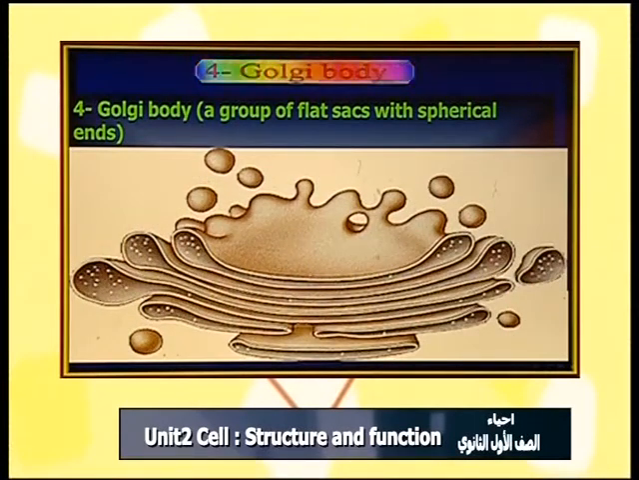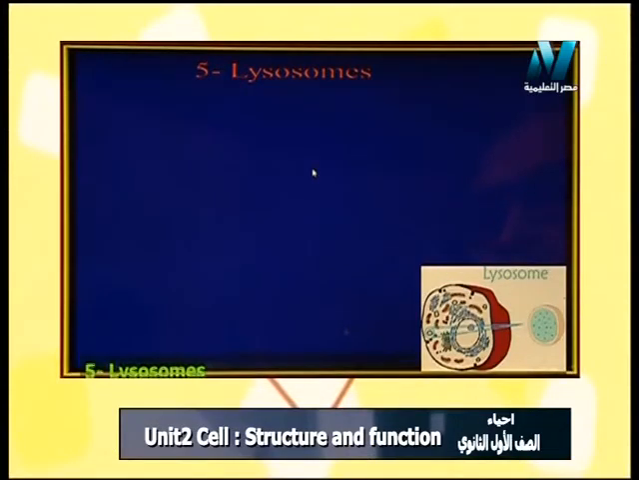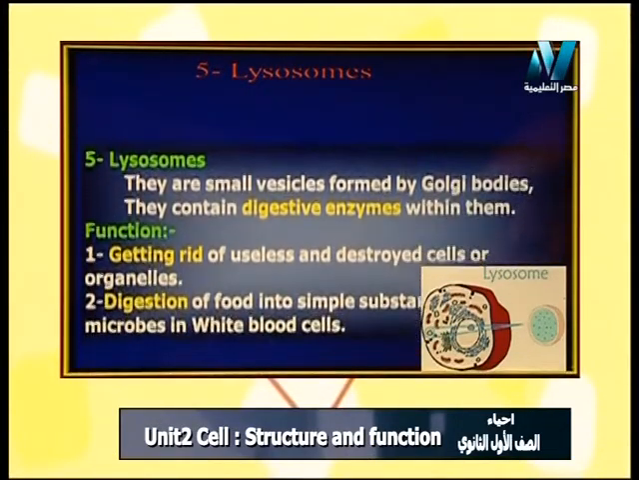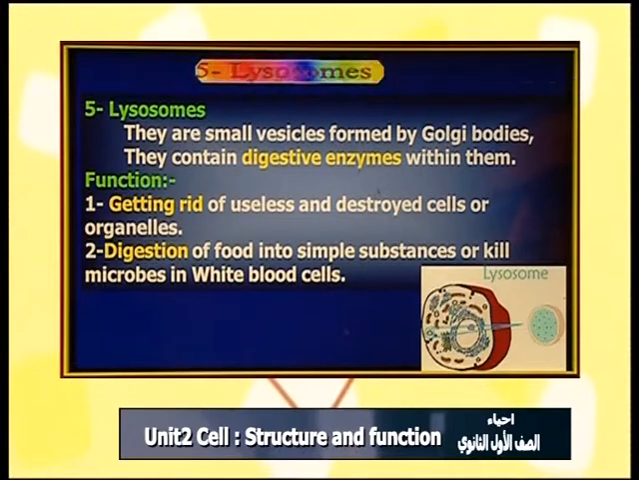الجولجي باديز دي قلنا انها جروب اوف فلات ساكس with spherical ends. دي السفيريكال ends اللي هي هيبقى فيها سكريشنز او فيها انزيمز وبنقول عليها لايزوسومز. نيجي لللايزوسومز. Lysosomes are small vesicles formed by the Golgi bodies. Lysosomes containing digestive enzymes within them or inside them. يبقى على اساس ان فيها digestive enzymes يبقى عندها functions مهمة.